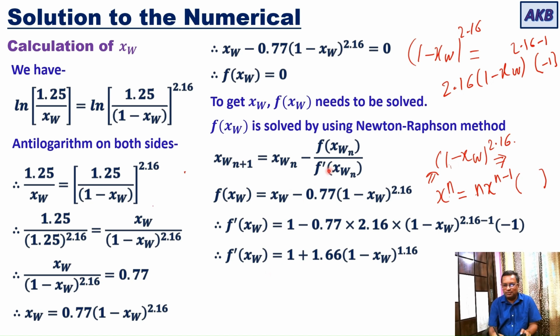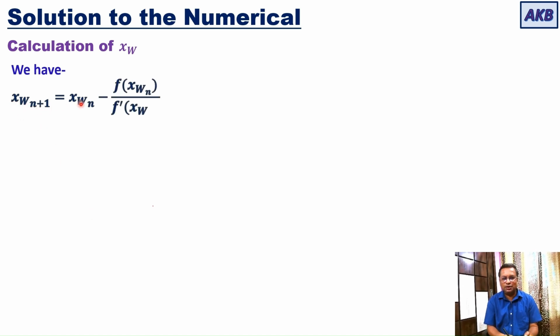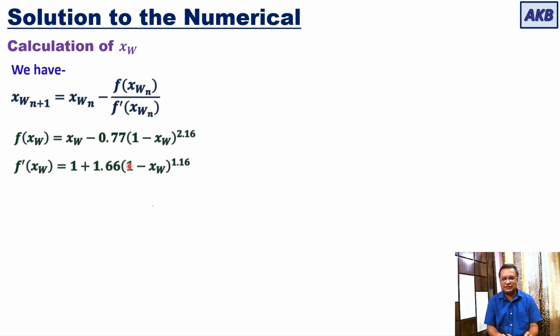So now you know the derivative, you know the function. Now you can use the formula for the Newton-Raphson method. So let us do that. The formula is xw(n+1) is equal to xw(n) minus f of xw(n) divided by f dash of xw(n). f of xw is xw minus 0.77 into (1 - xw) raised to 2.16. f dash of xw is 1 plus 1.66 into (1 - xw) raised to 1.16. We got this in the previous step.